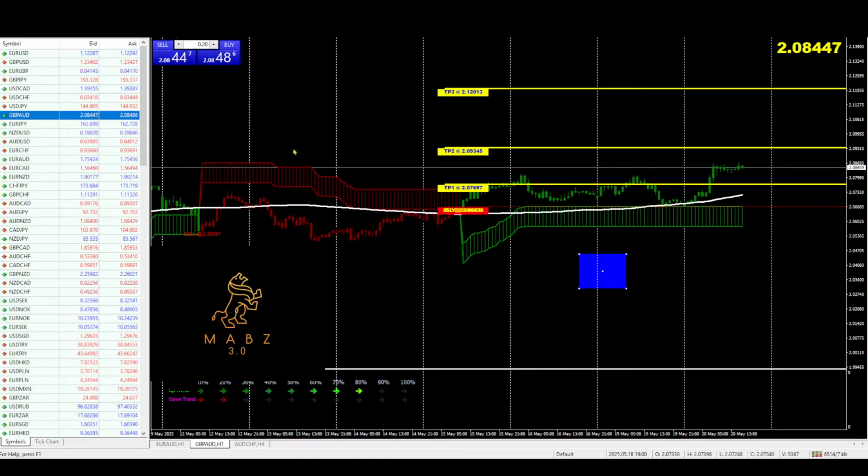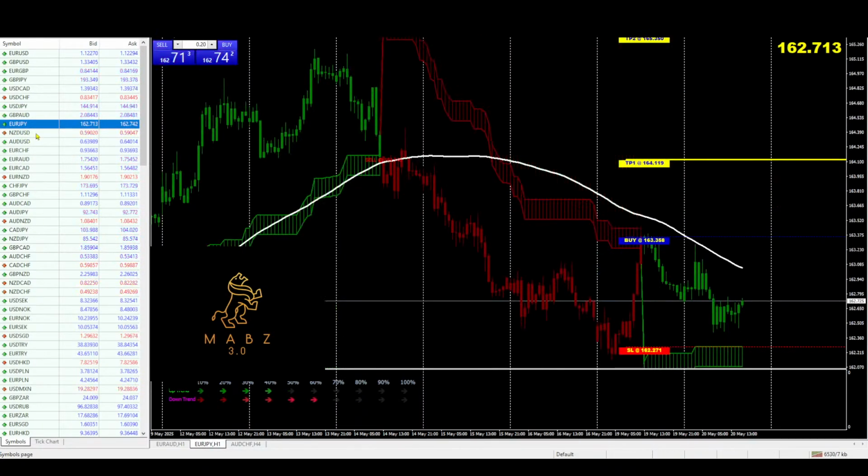So if we were going to enter into this trade, let me just show you guys where the market currently is. We'd put our take profit either at TP2 or TP3, and then we'd use the recommended stop loss that the system gives us, right? Let's see if we can't find another buy example.